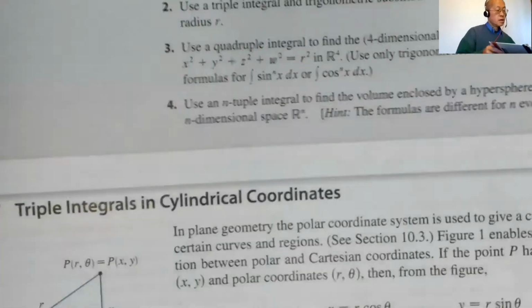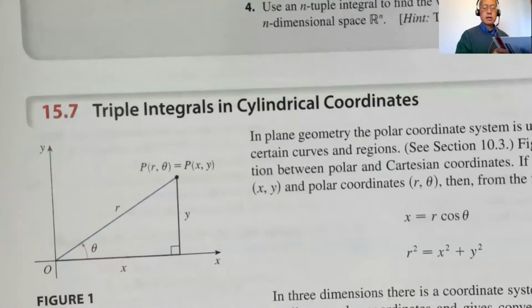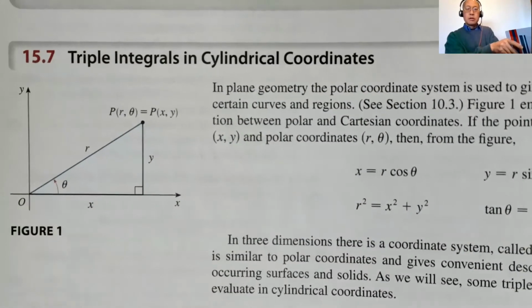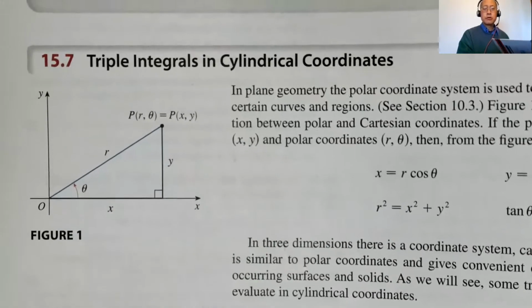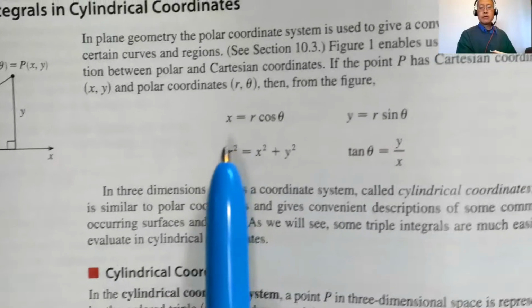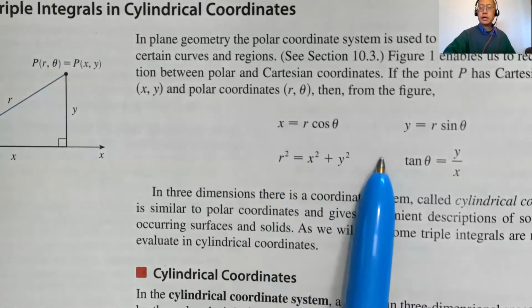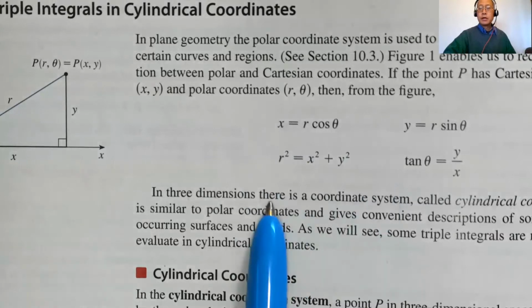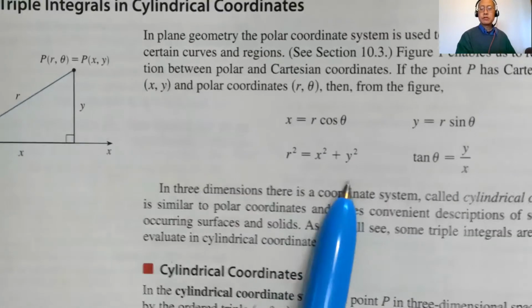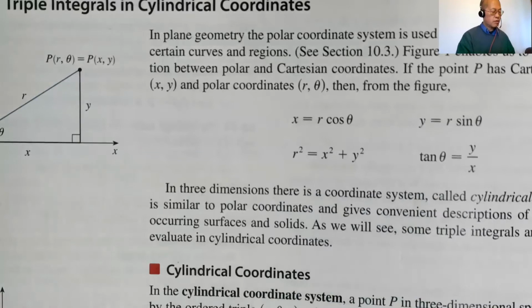This is now section 15.7 on triple integrals in cylindrical coordinates, on page 1040. You might recall we did cylindrical coordinates before, now we're integrating. So key formulas, put these on your cheat sheet if you wish. x is r cosine theta, y is r sine theta, and you leave z alone. r squared equals x squared plus y squared, and tangent of theta is y over x.